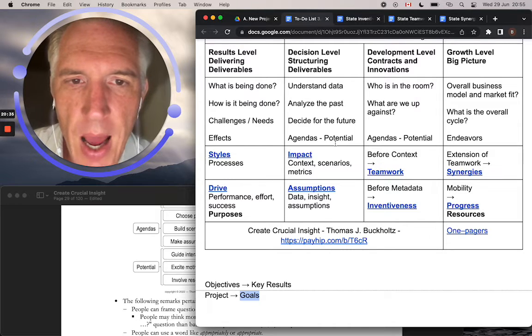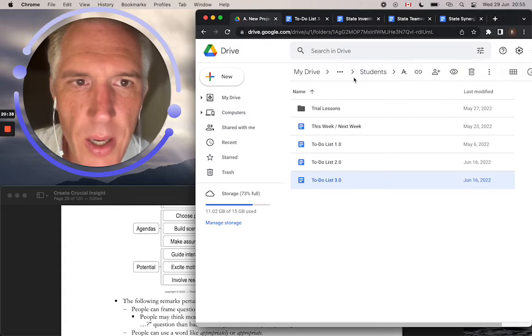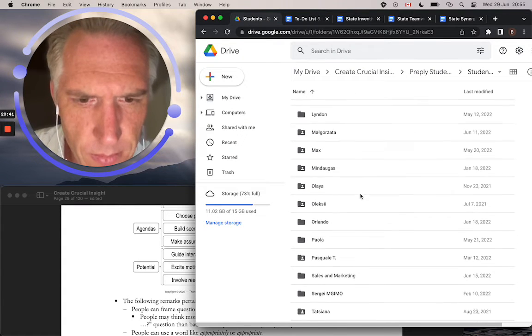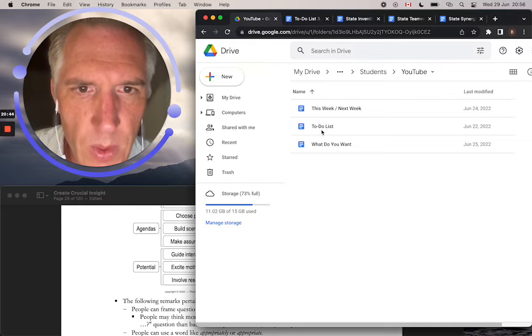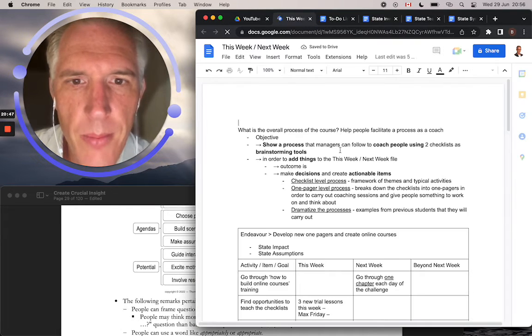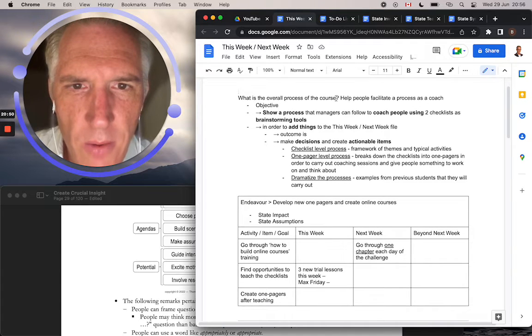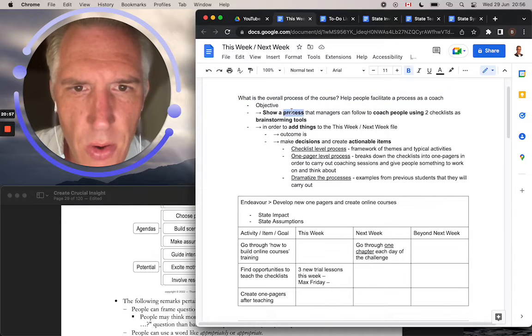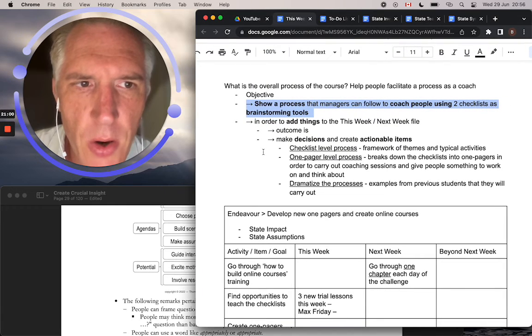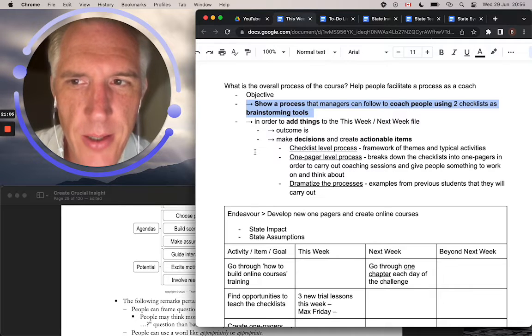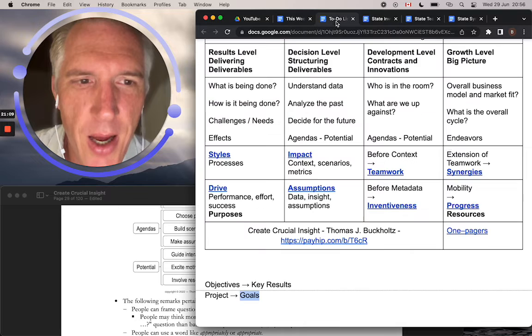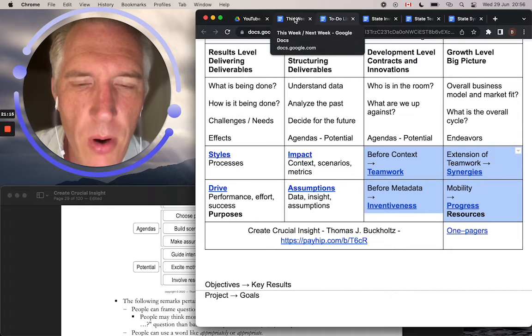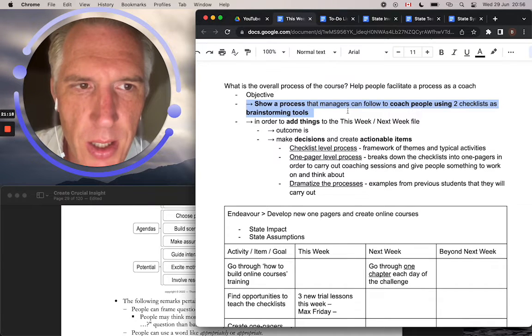And right now, in general, if we go and look at my endeavor, we did this week, next week. Now we can remember the overall process. So what is the overall process of the course? Help people facilitate a process as a coach. All right. So show a process that managers can follow to coach people using 2 checklists as brainstorming tools. But this is such a big challenge because there are those other 4 areas that have to be resolved before we can delve into these other 2 checklists.